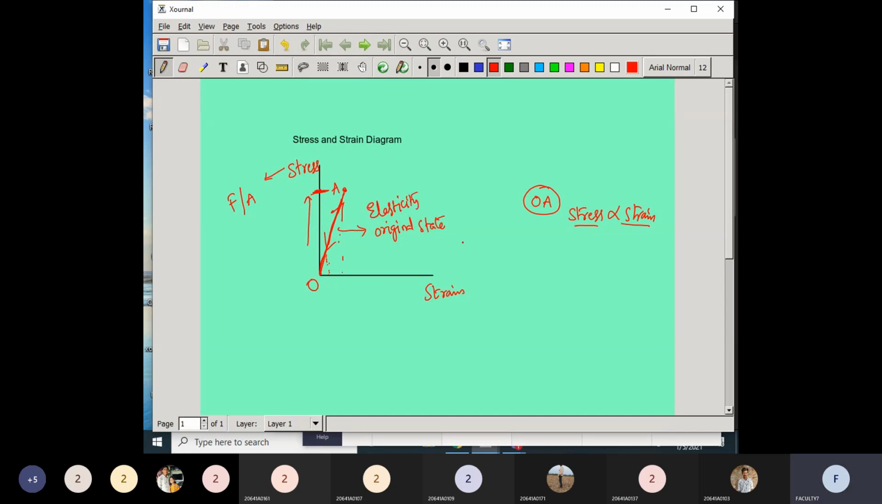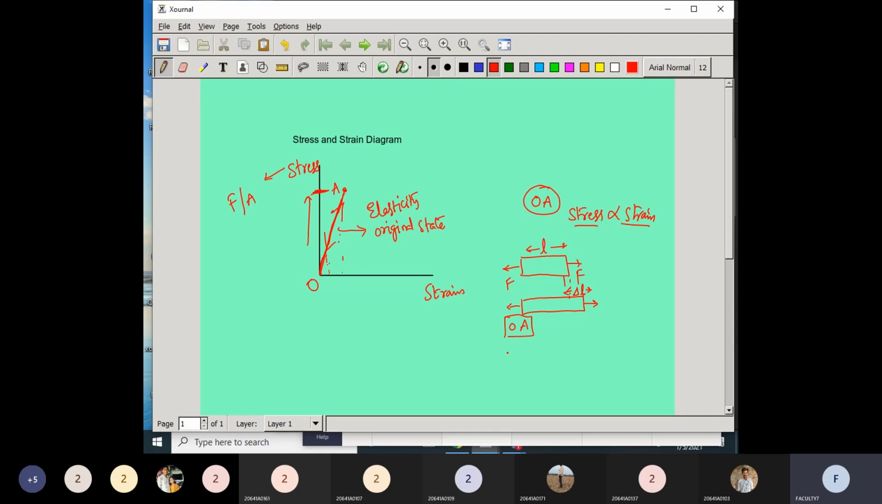What is elasticity? Take a rubber band. If you apply forces, what happens? If this is the length L, due to the application of forces, the length will increase. Let us assume there is an increase due to the application of two forces here. This is the extended length, the elongation you got. Up to point O to A, you got this property, so there is some elongation.